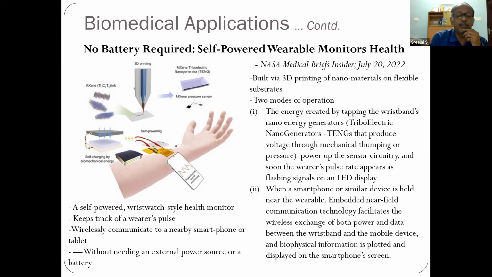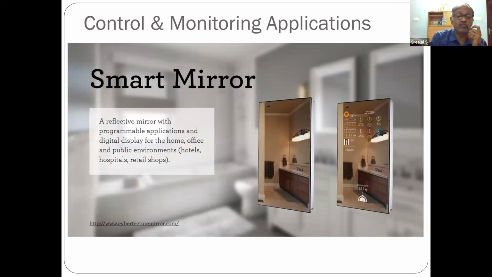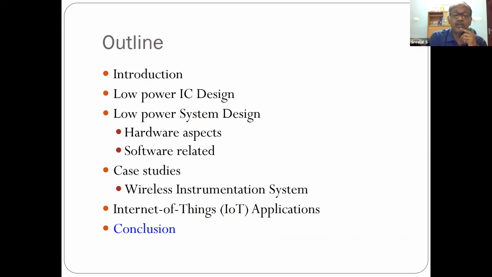So this is a typical example of a wearable device which is able to communicate parameters to a smartphone kept nearby, and it works without a battery. That is the major thing we have to notice here, achieved by using triboelectric nano generators. This is another example, an agricultural application, where a hydroponic system is used to monitor plants and see the plant's needs such as manure and water. Then a smart mirror, a reflective mirror with programmable applications and digital display for home, office, etc., is another example of an IoT device.